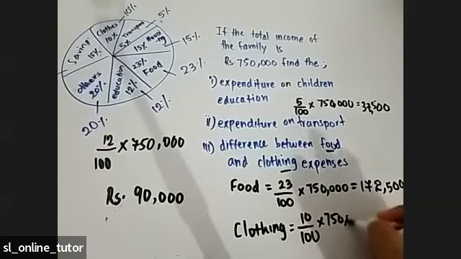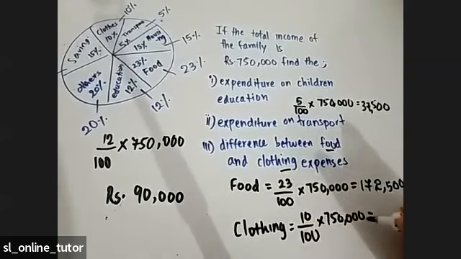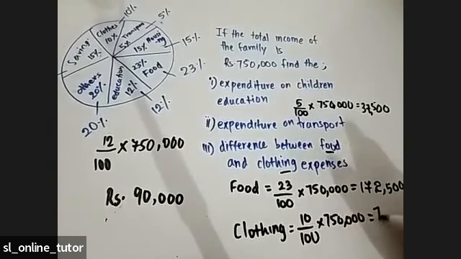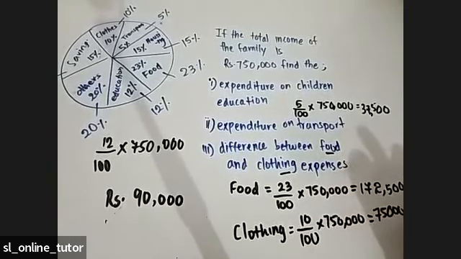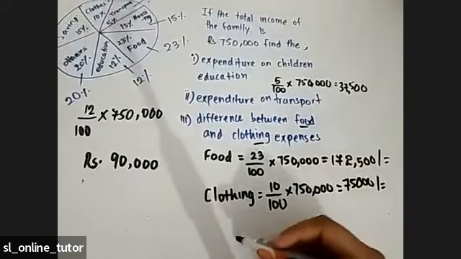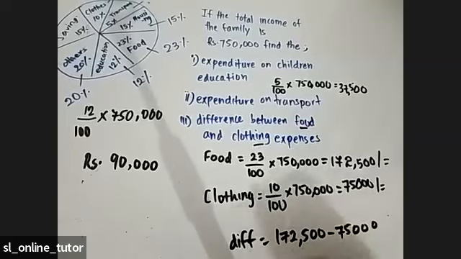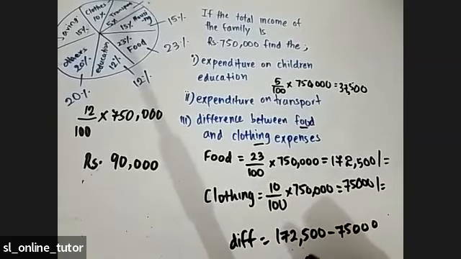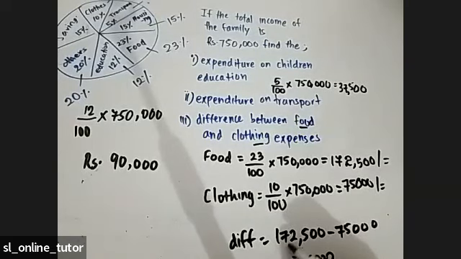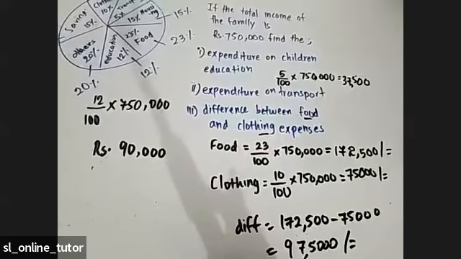10%, 750,000. So then you are getting, cancelling the two zeros, yes, you are getting 75,000 rupees. What is the difference of this one? 97,500. 172,500 minus 75,000, 97,500. Is that correct? Yeah. 97,500, right? Yes, correct. Okay, did everyone get these answers?